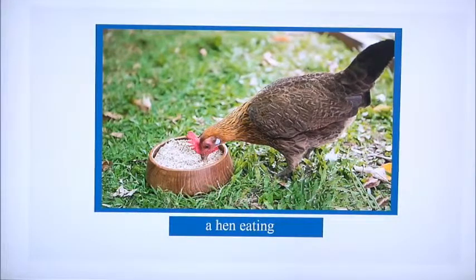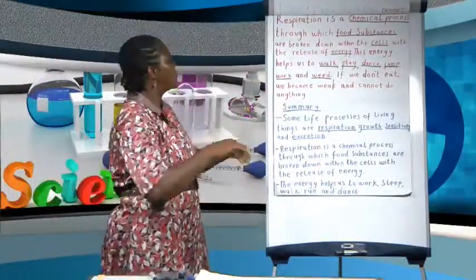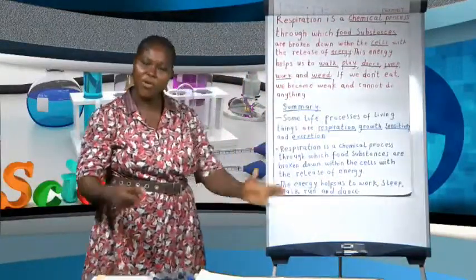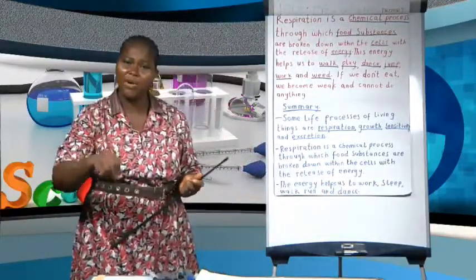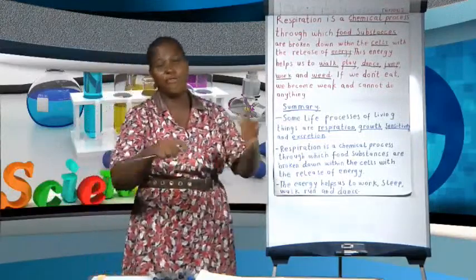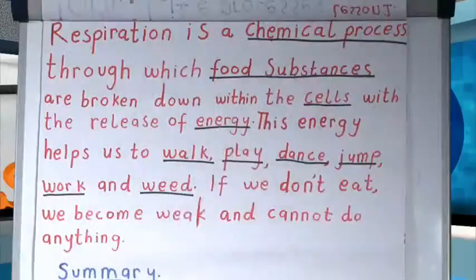Now, from the pictures on our screen, we can say that respiration is a chemical process. What do we mean by chemical process? It means it goes on in our stomach. It goes on in our stomach, chemical. We cannot see with our eyes. They are not physical, they are chemical. Chemicals, we don't see with our eyes. Chemical process, through which food substances.